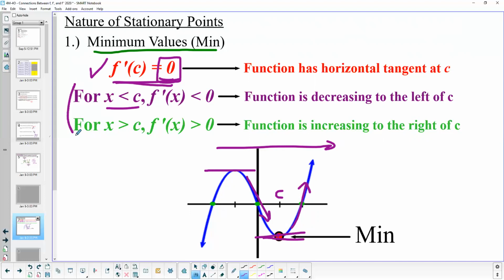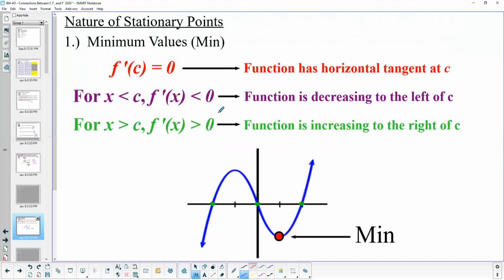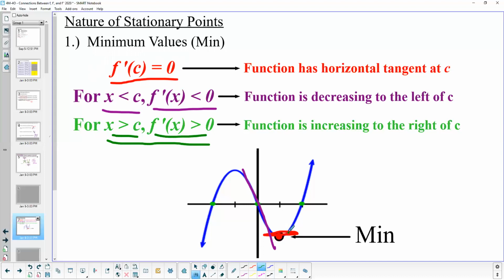And so that's what this information says, and we'll color code it a little for you here. So the red tells us that the first derivative is equal to 0, which we have right there. The second part is when you're less than C or to the left of C, the first derivative is less than 0 or negative. So that tells us that the function is decreasing. And then to the right of C or greater than C, we have a derivative that's greater than 0 or positive, which means it's increasing.